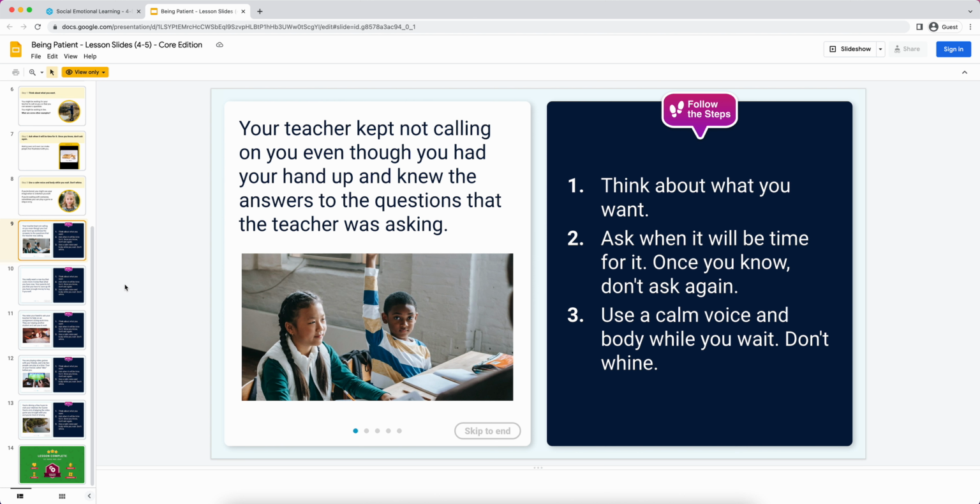So I would have the student sitting next to me pretending to be the teacher. I would keep raising my hand really urgently. They would look past me and call on other students. And then I would, in this case, model. And by model, I mean I'd be doing a little bit of narration, because the first step is think about what you want. So I'd have to narrate that, right? I can't act that out. So I'd say, oh, I really want him to call on me, but he's not. What am I supposed to do about that?